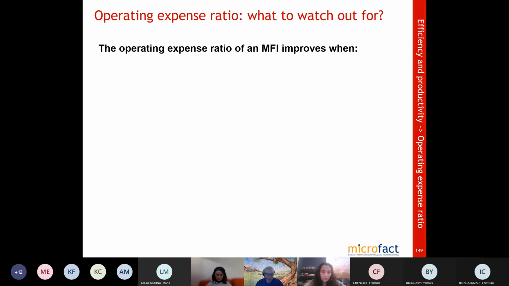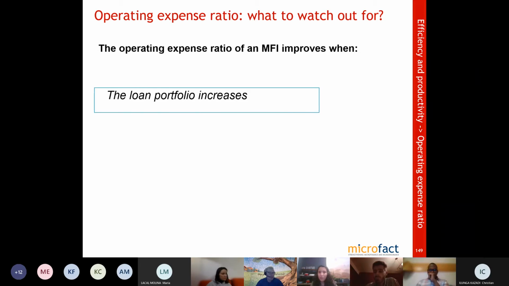So I want you to show me your colors again. Are you all in the group? So my question is, what do you think? The operating expense ratio of an MFI improves when the portfolio increases. When all the rest is the same, but your portfolio increases, the operating expense ratio tends to be better, and better is lower.